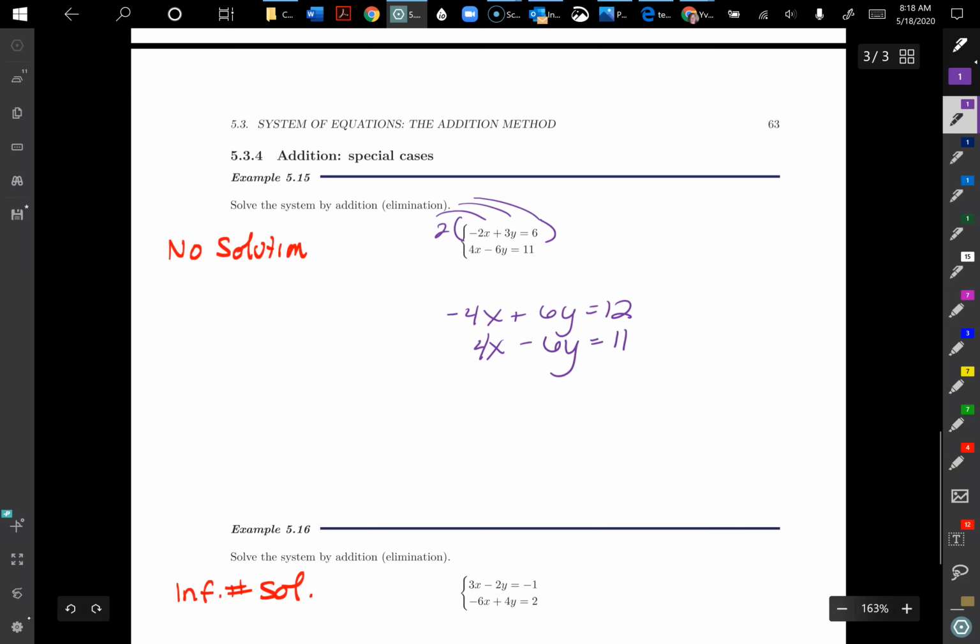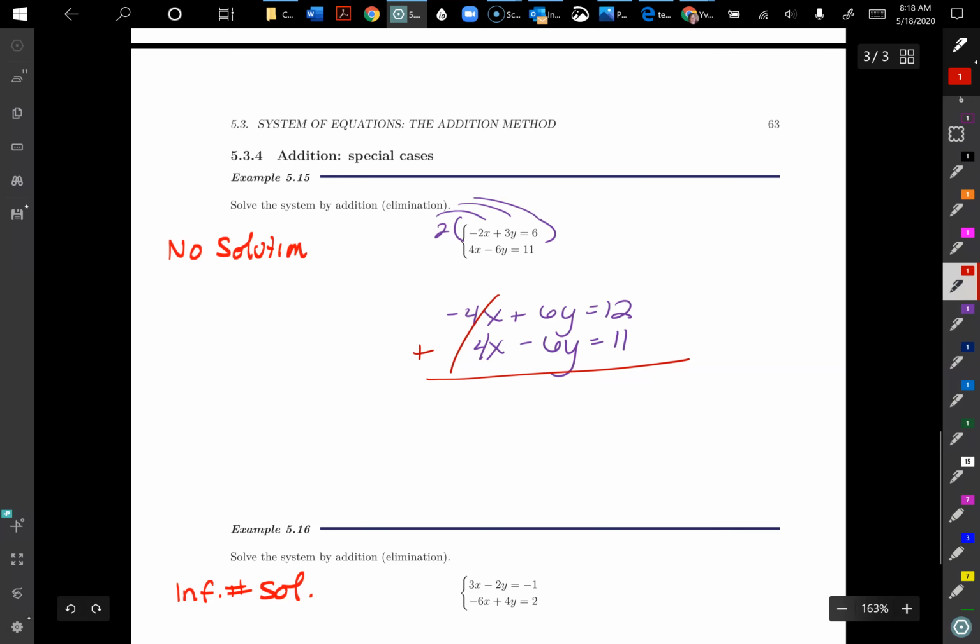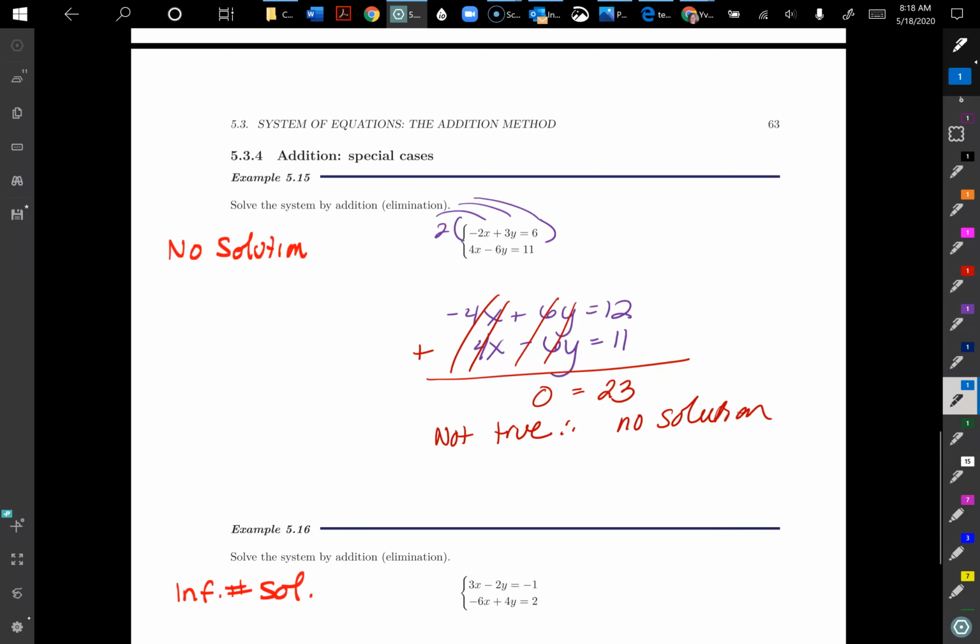And you can probably notice something happening here. And I go ahead and add these. Those will cancel out, but also the y's do too. So I get a 0 equals 23 when I add those, and that's not true. Therefore, no solution. And that's all I write for my answer.